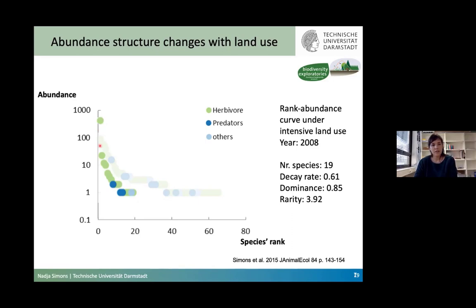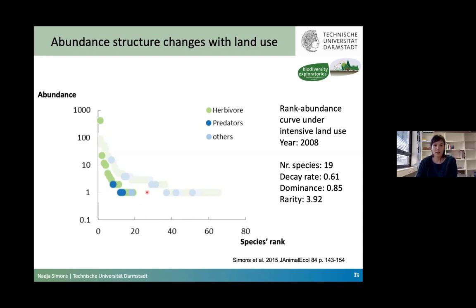When we looked at these different abundance structures and abundance curves along the gradient of land use intensity, we found that dominance of the most common species consistently increased with land use intensity, especially with fertilization. And communities under intensive land use also had a much lower number of rare species.